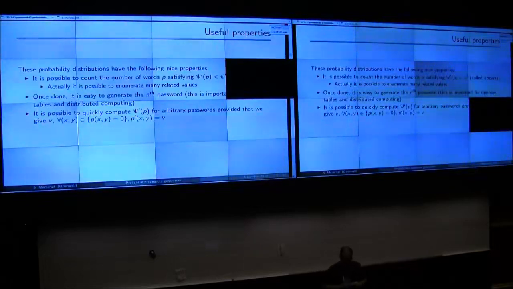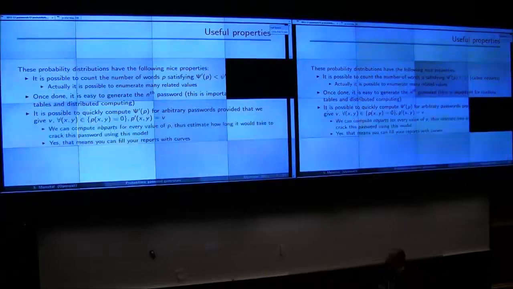So also, I believe the best thing with it is that for a given plaintext, you can compute its score very quickly. That means you have a function that goes from a plaintext to a score, which means that for any given plaintext, you can compute how long it would take to crack it without having to crack it, which is great.